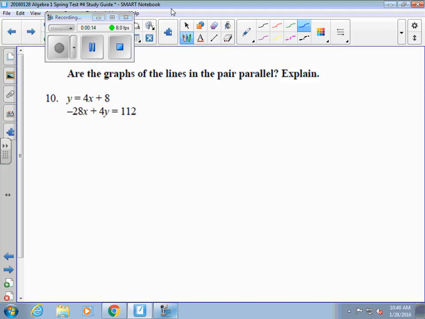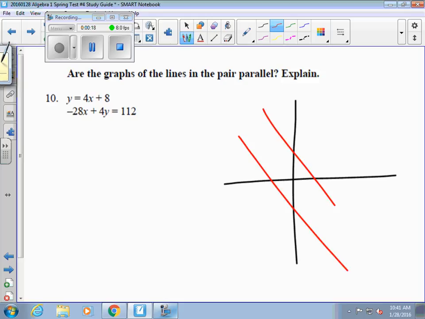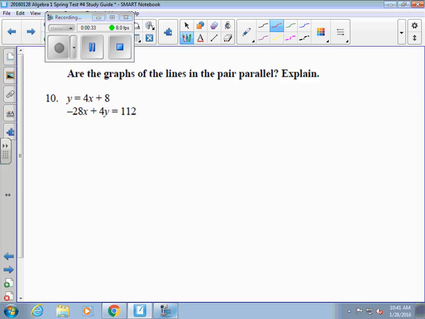Remember, parallel lines, if you look at them, look like this. They're not going to intersect each other. They have different y-intercepts, and they have different points, but they have the same slope. So you can determine by looking at equations if they're parallel or not based on the fact that they have the same slope. Unfortunately for this one, both of these equations don't show you what their slope are.